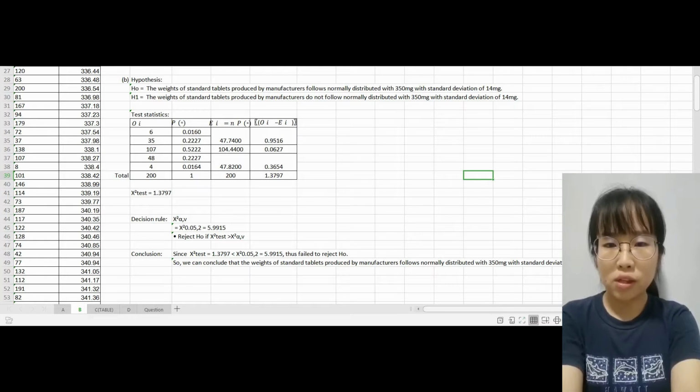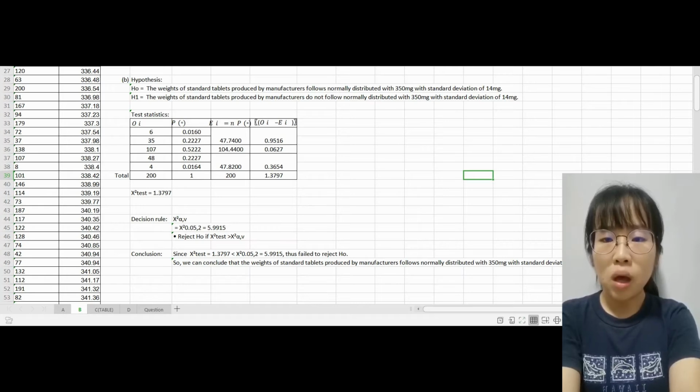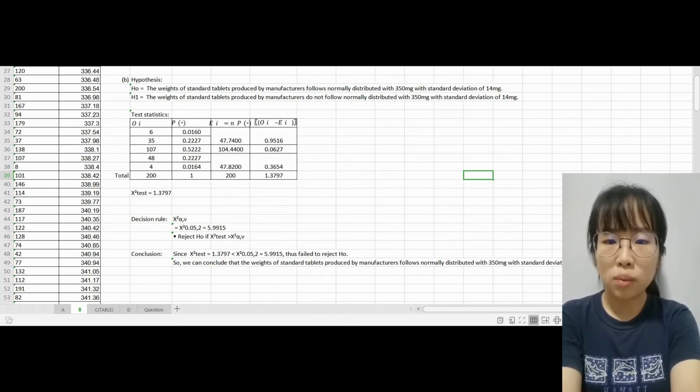Next, we set up the hypotheses. H0 is that the weights of standard tablets produced by the manufacturer follow a normal distribution with mean 350 mg and standard deviation of 14 mg, while H1 is that they do not follow a normal distribution with mean 350 mg and standard deviation of 14 mg.